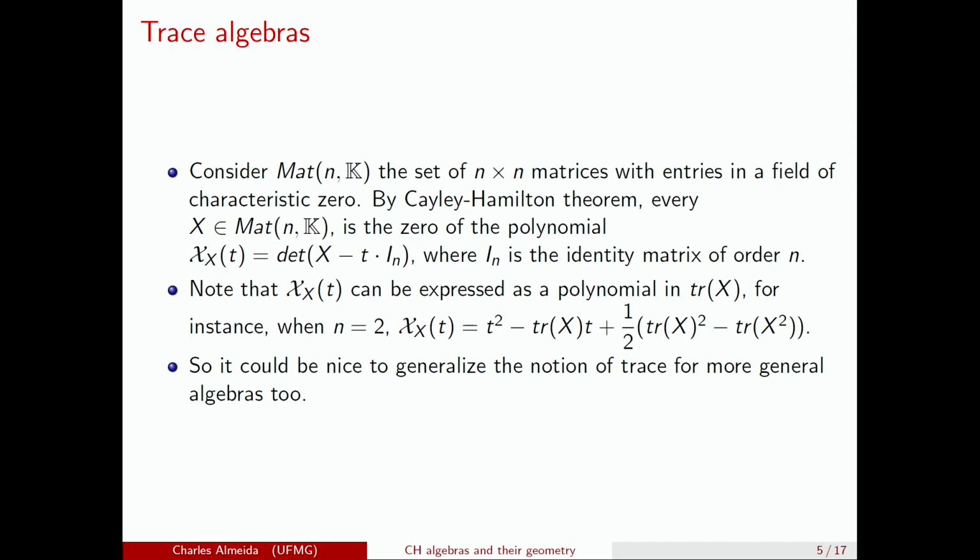Besides that, we can also consider the algebra of matrices. For each matrix that we consider there, we can find a polynomial such that this element is a zero of that polynomial, and this is the very famous Cayley-Hamilton theorem that everyone studies in linear algebra. One thing we should note is that the characteristic polynomial for that element can be expressed as a polynomial in the trace of that element. By the 2 by 2 case again, just to give us a feeling of what is happening, we can write the characteristic polynomial of any element inside the algebra of matrices by this expression.